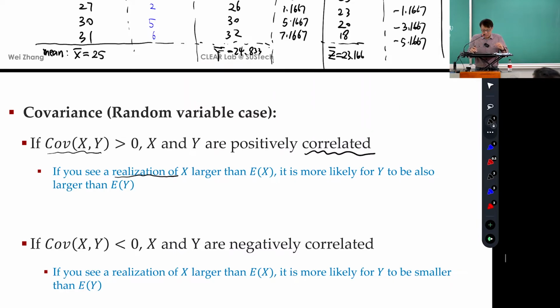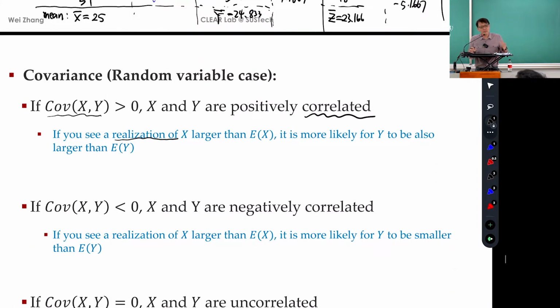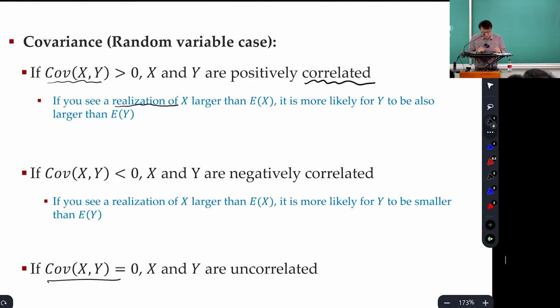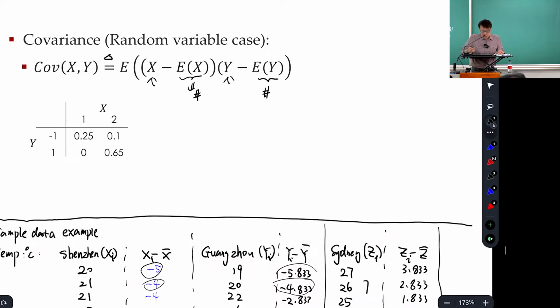The other way around, you see Sydney is above the average, and I will say because I'm negatively correlated with Sydney, then I will be below my average. Okay, if their correlation is 0, that means I cannot draw any conclusion. I could be above average or below average, but I don't know. It doesn't change my belief. All right, this is the definition. You can also compute by this definition.